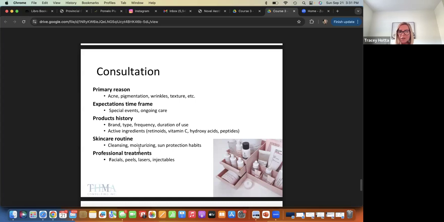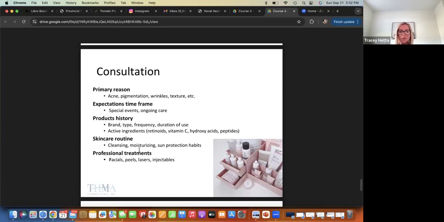Product history, what brands do they use, what type, frequency, duration of use? Are they using any prescription medications? Are they using a retinol that they're purchasing at the drugstore, or are they using a retinol from a doctor's office? Are they using a prescription retinol? What active ingredients like retinoids, vitamin C, hydroxyacids, peptides? So very important to capture from them, what are they doing right now?